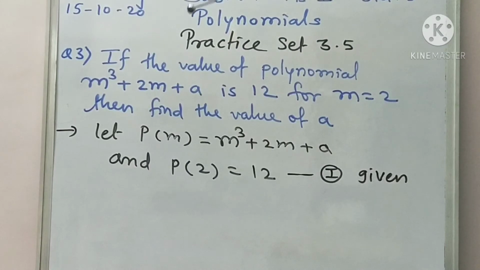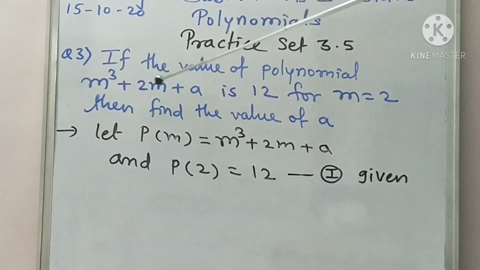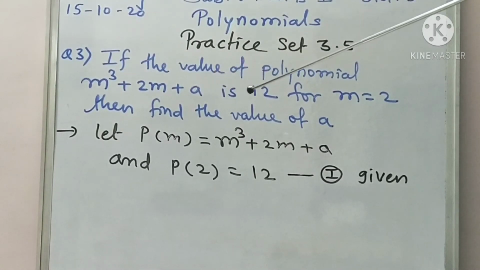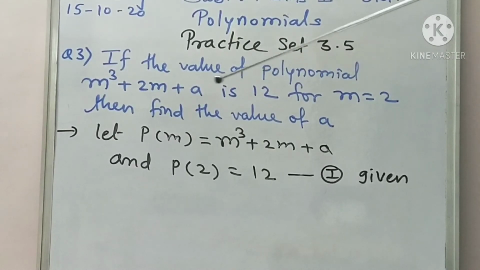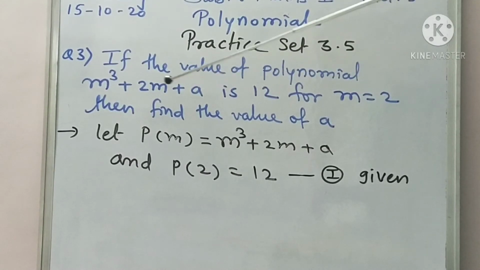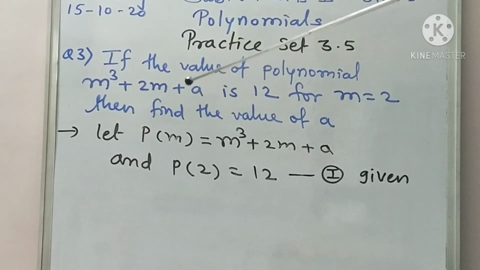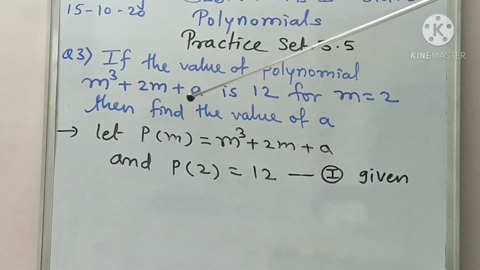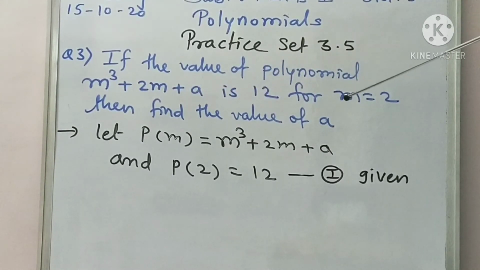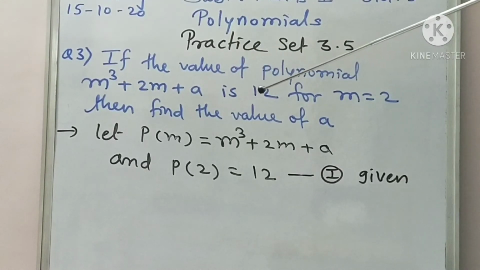Now in the third example, it is given that if the value of the polynomial m cube plus 2m plus a is 12 for m equal to 2, then find the value of a. So here in the polynomial we have one term as a, which we have to find out, and the information given is that when we put m equal to 2, the value of the polynomial is 12.